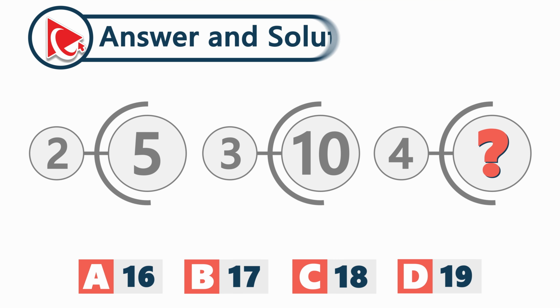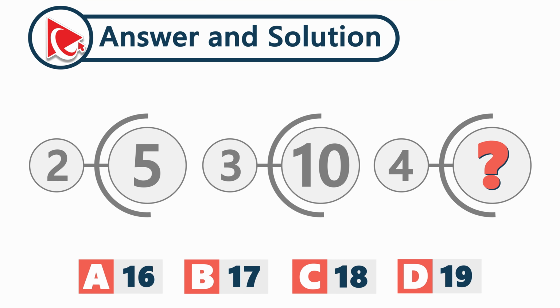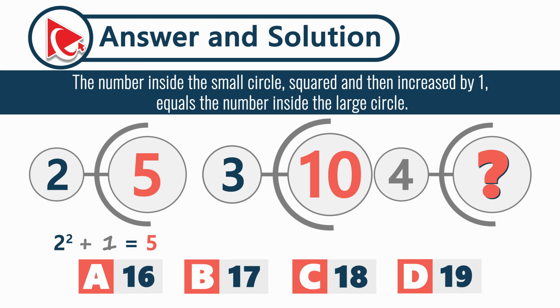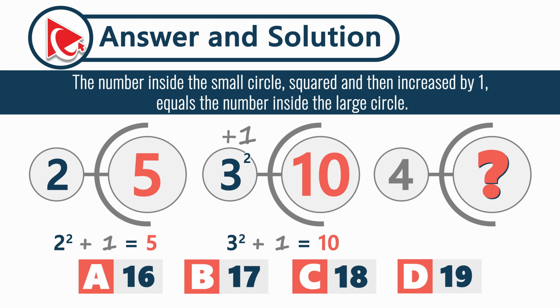This one's simple, yet surprisingly few people manage to spot the answer. Take a close look at the first pair. 2 squared plus 1 equals 5. In fact, the number inside the small circle squared and then increased by 1 equals number inside the large circle. Let's verify it with the second pair. 3 squared plus 1 equals 10.